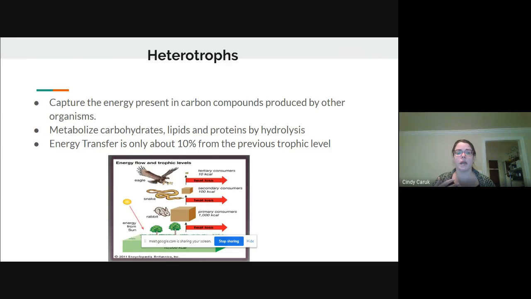Okay, so they're metabolizing your organic macromolecules: carbohydrates, which have 4 kilocalories of energy per gram, lipids, which have 9 kilocalories of energy per gram, and then proteins, which have 4 kilocalories per gram. And they do that by hydrolysis. Remember, adding water to break their covalent bonds.